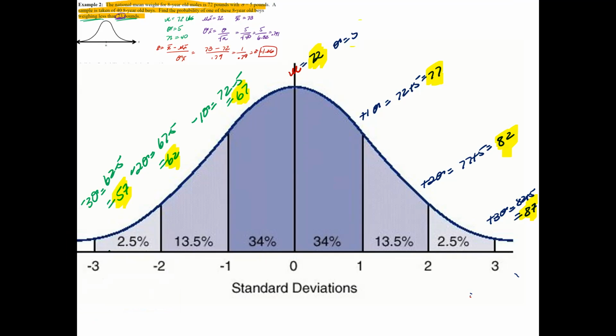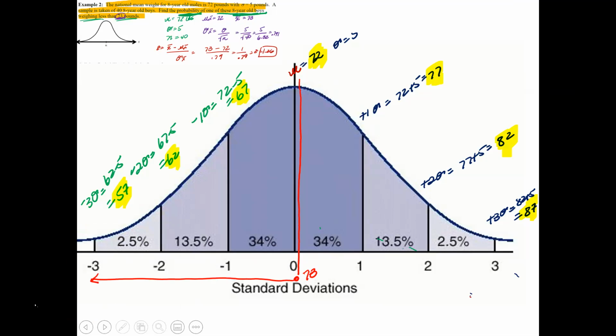Now, the question says, what is the percentage or the probability of the kids that are going to be weighing less than 73 pounds? So right here, the probability of one of these boys weighing less than 73 pounds. So let's figure out where 73 pounds is even located first. So 73 is going to be right here, a little bit over 72. Okay, and this is where 73 pounds is. Since they want less than, it means it's going to be this way.